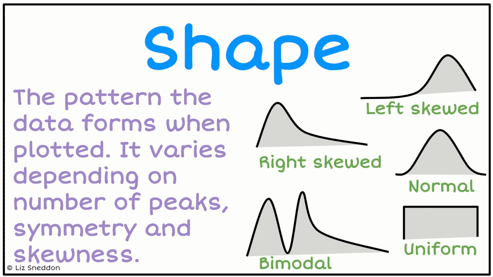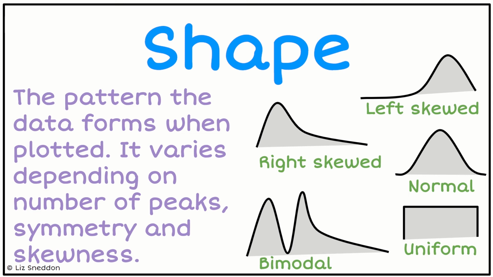So shape is looking at the pattern that we get on our graph. So it's looking at a generalized pattern, not a really detailed look, but a general overview. So we've got a number of shapes that you can see here. We've got our right and left skewed. We've got our normal distribution, which is more like a hill. We've got our uniform, which is a lot like a rectangle, and bimodal, where we've got two peaks. So those are some of the things that we want to look at.